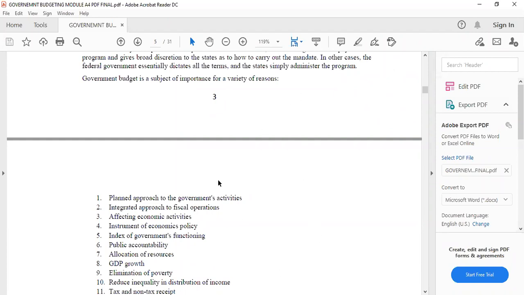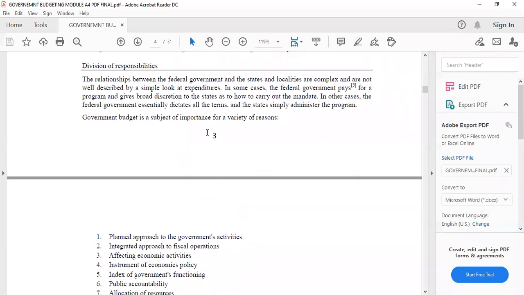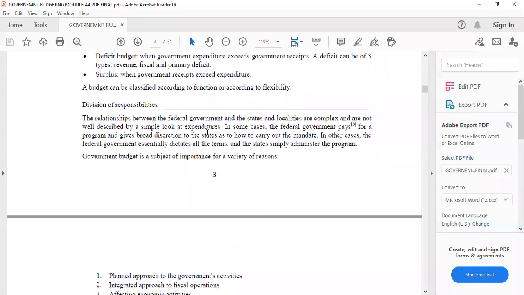Now, we go to the division of responsibilities. As we know, in budget, the relationship between the federal government and the states and localities is complex and not well described by a simple look at expenditures. There are important subject matters and reasons for the budget to consider.